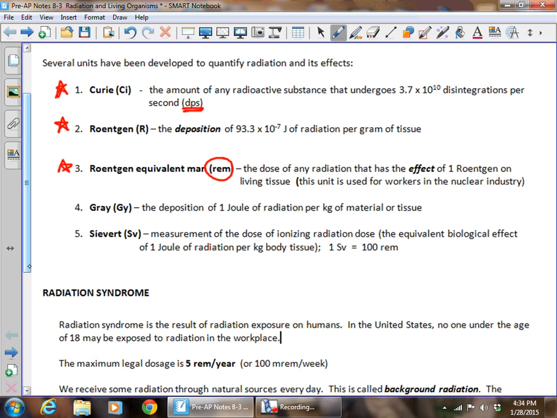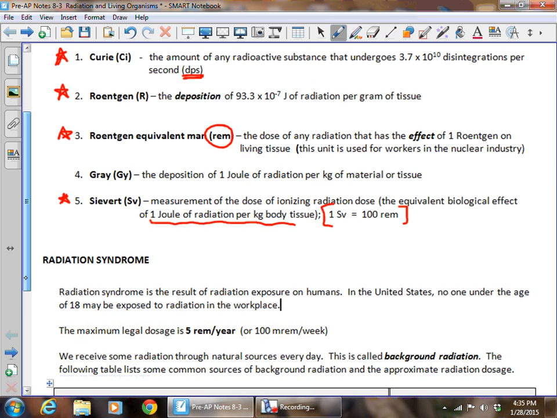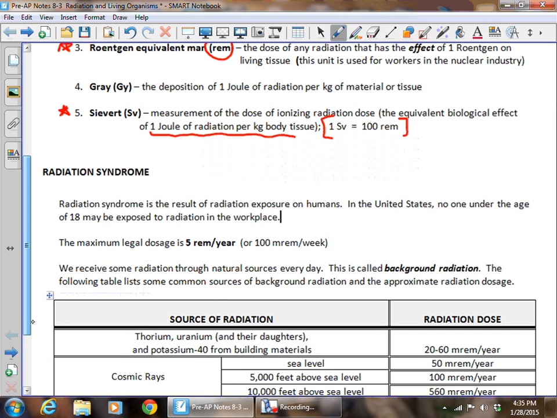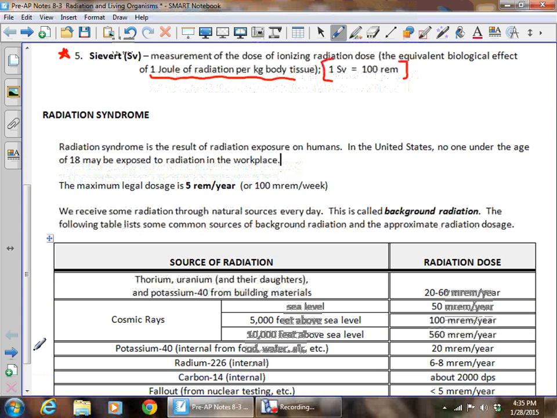But recently we've seen sieverts start to overcome REMs in certain areas, certain industries, as a measurement of the dose of ionizing radiation. It's defined as the equivalent biological effect of 1 joule of radiation per kilogram of body tissue. 1 sievert is equal to 100 REMs. So they're gradually, it seems, going more and more towards sieverts now, whereas it's been REMs for years and years. But we'll see what happens with that. Most of the information that is on this video will be in units of REMs.